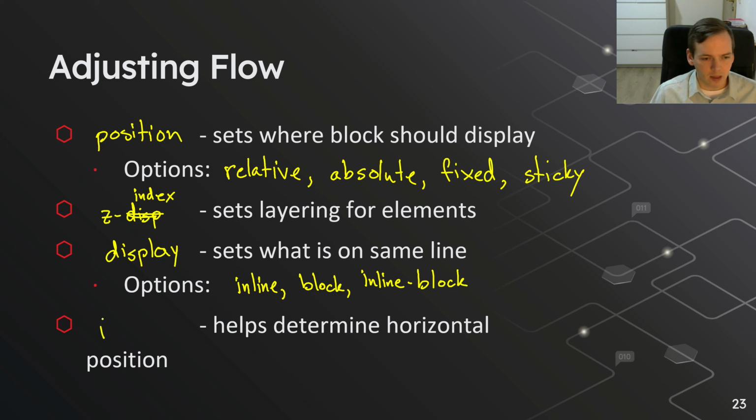And then lastly, float helps determine the horizontal position. That's not technically what it's there for, but it's good enough for our purposes, so that's how I'm going to introduce it here. This is how you can adjust and say how you want things to show up on the web page, by using a lot of these properties to adjust where those things are displayed.